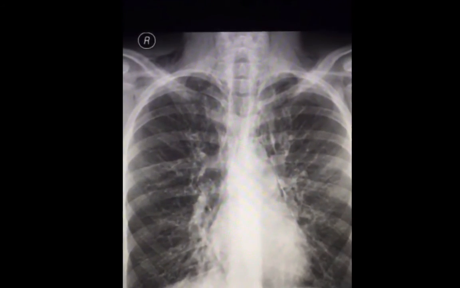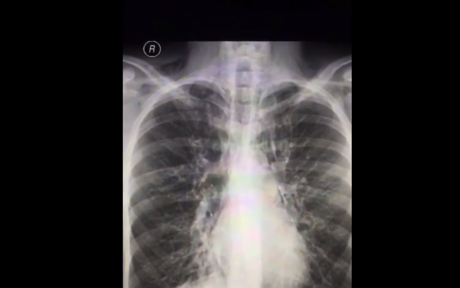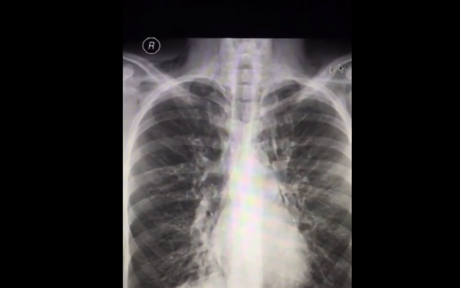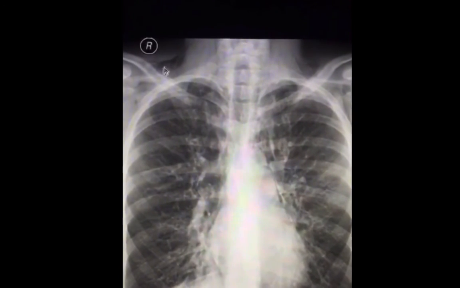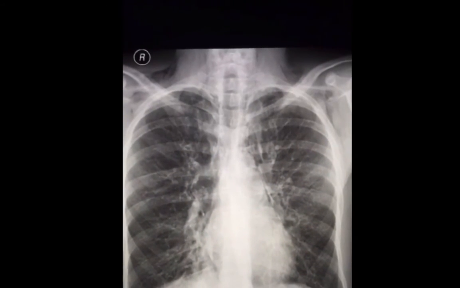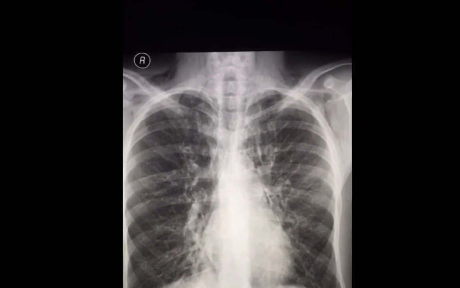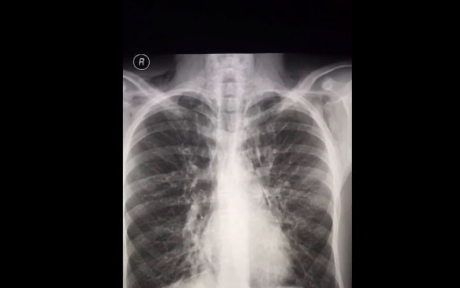This is a case to remind us to always look at the periphery of the film, and one of the things to look for in the subcutaneous tissue would be subcutaneous emphysema. The second thing to learn here is that once you see subcutaneous emphysema, make sure to exclude pneumothorax, pneumomediastinum, or pneumopericardium.